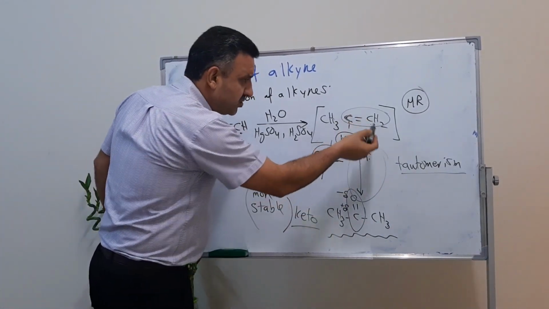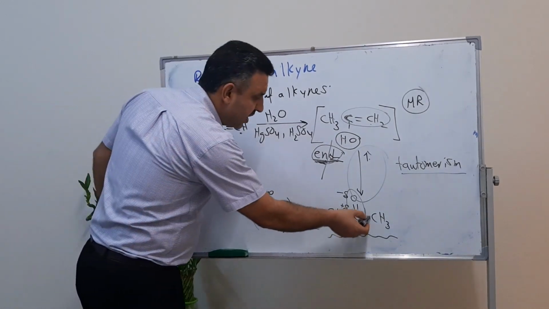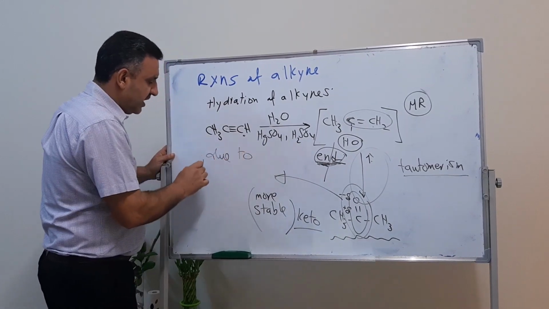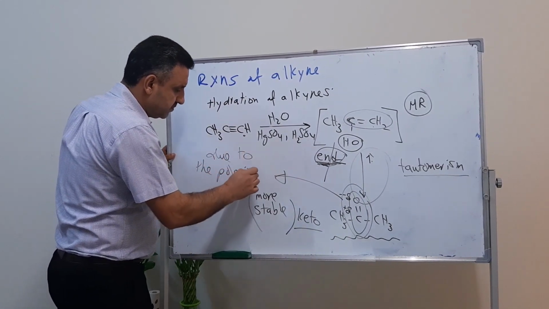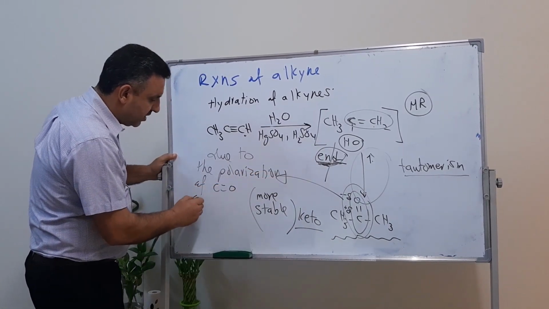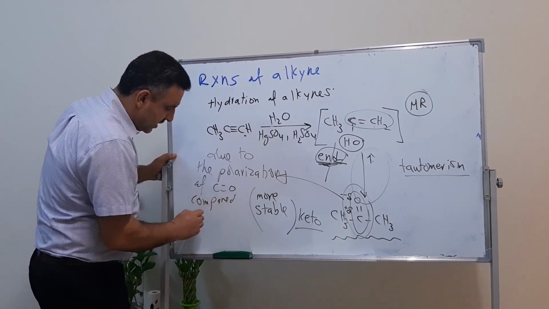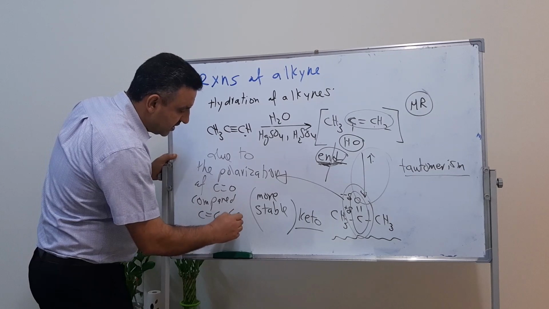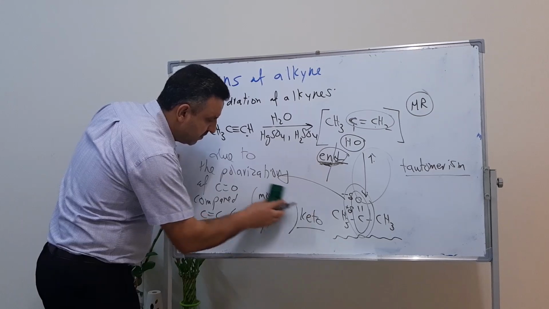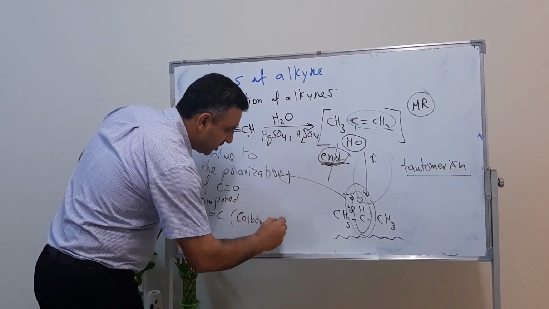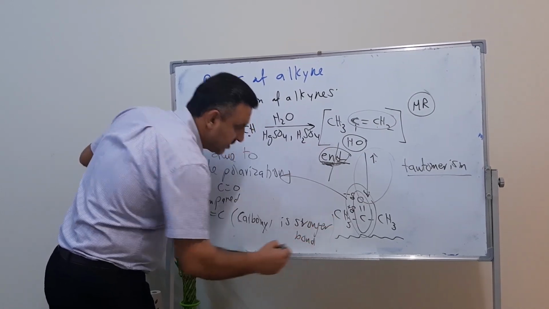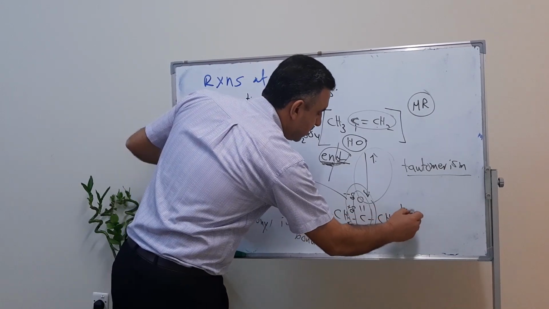While carbon has almost the same electronegativity, due to the polarization of the bond, the carbonyl, carbon double bond O, compared to carbon double bond carbon, is a stronger bond. Therefore, this is more stable.